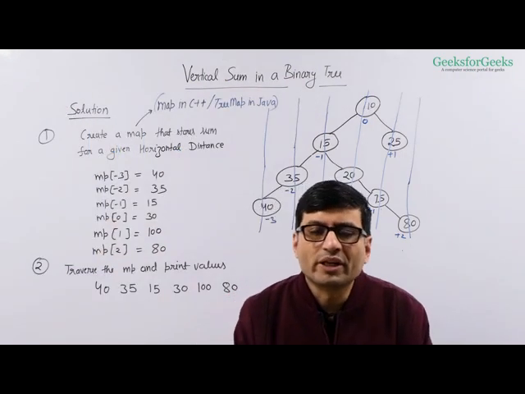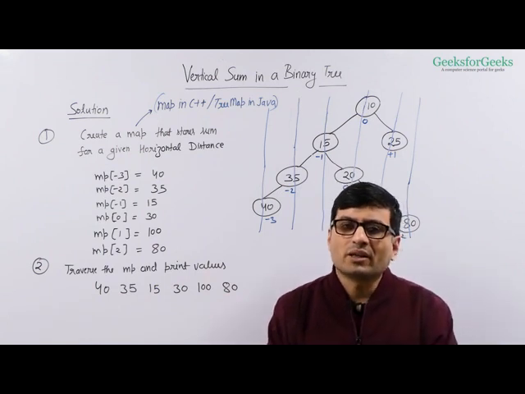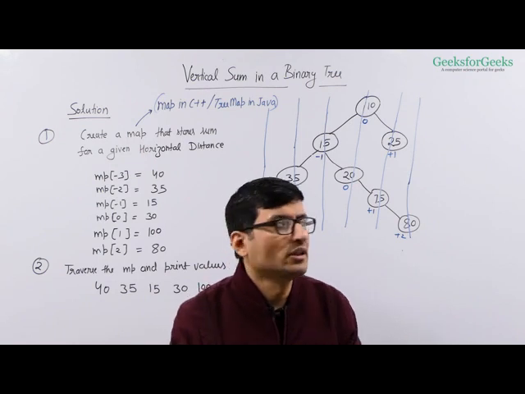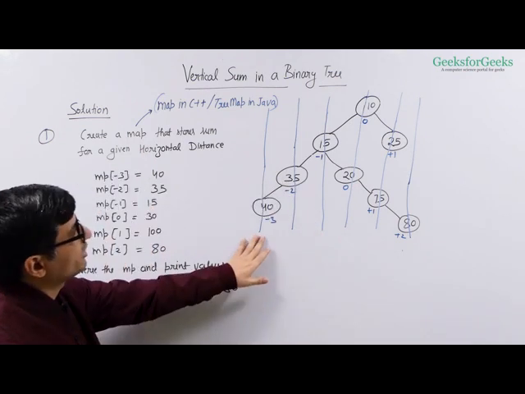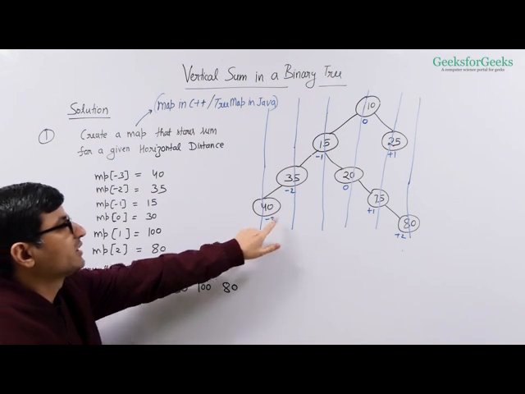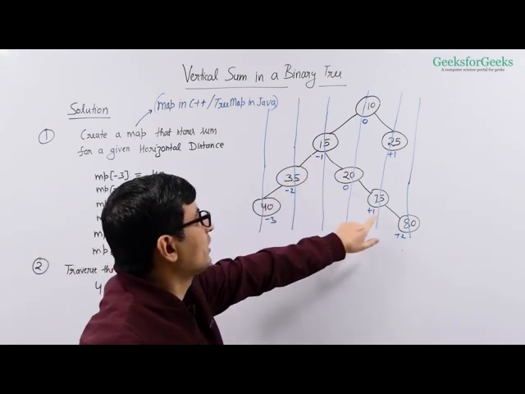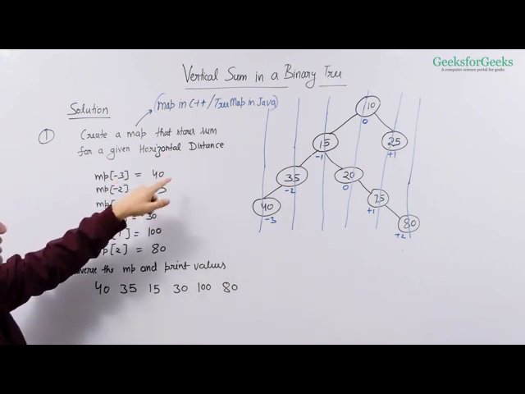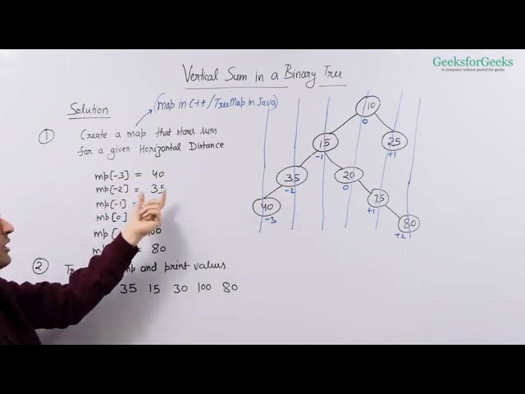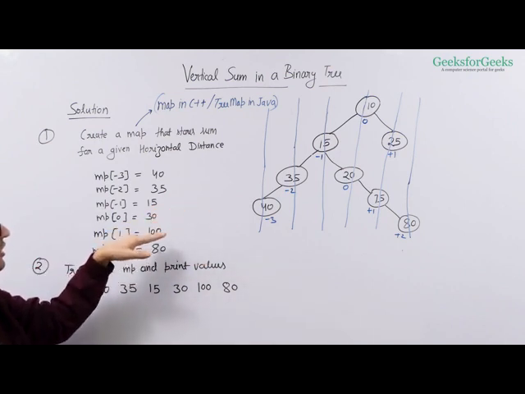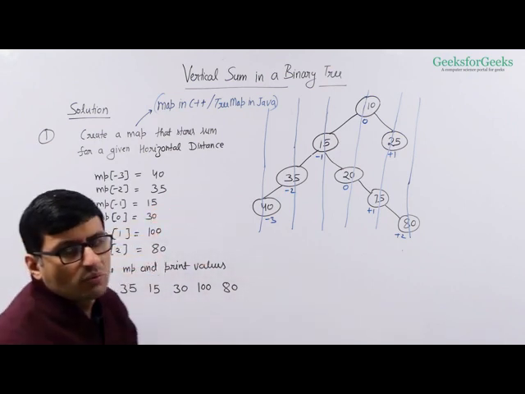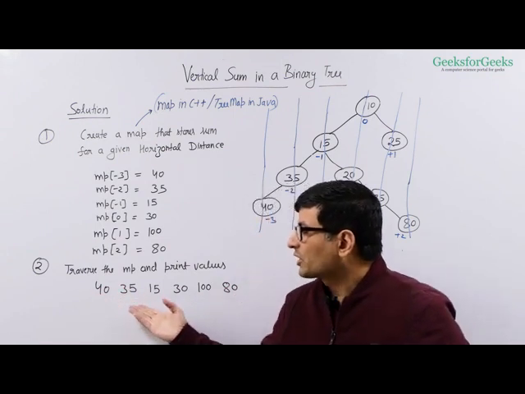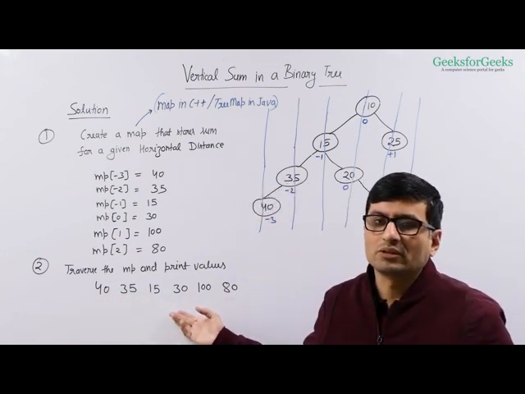The idea is to maintain a map. This map stores the sum for every horizontal distance. So if you see this tree, our map is going to have these many entries: minus 3, minus 2, minus 1, 0, 1 and 2. For minus 3, it's going to store the sum 40. For minus 2, it's going to store the sum 35 and then 15, then 30, then 100 and then 80. And once we build this map, our task is to simply traverse through the map and print all the values.